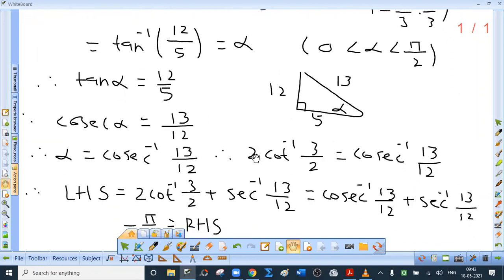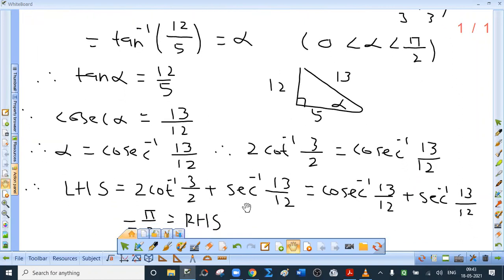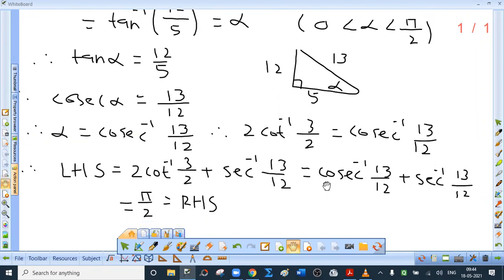Now what is LHS? 2 cot inverse 3 by 2 plus sec inverse 13 by 12. So this becomes cosec inverse 13 by 12 plus sec inverse 13 by 12, which is nothing but pi by 2, which is RHS. This is standard result. You can mention that cosec inverse x plus sec inverse x is pi by 2.